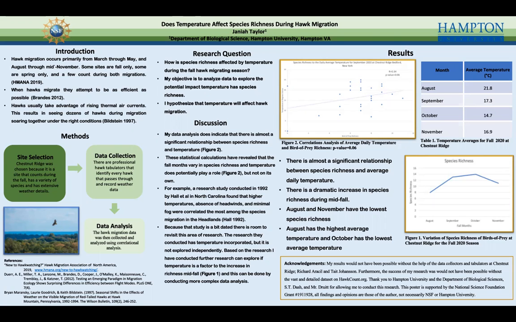To begin looking at my methods, I had to select a site, and the site that I selected was Chestnut Ridge. I chose this site because they count during the fall. They have a variety of species there, 16 to be exact for the fall season, and they also have extensive weather details. As for data collection at the site, there are professional hawk tabulators, about 1 to 2 per day, that use cameras and clickers to identify and count every hawk that passes through, and they also record weather data hourly for about 7 to 8 hours per day.